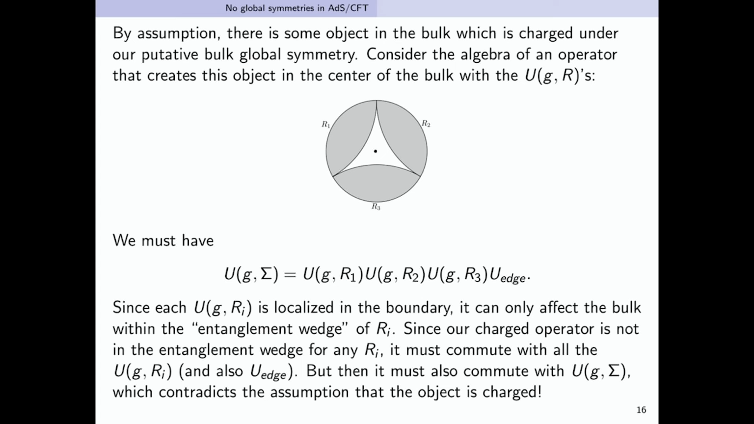And therefore it has to just commute with U of G, and therefore the operator had to be neutral, and that's the contradiction, because we assumed that we had an operator that was charged under the symmetry. So the idea is very simple. It's just this picture. You can fit it on one slide, right? It's all about deciding whether you believe the words in the slide or not.